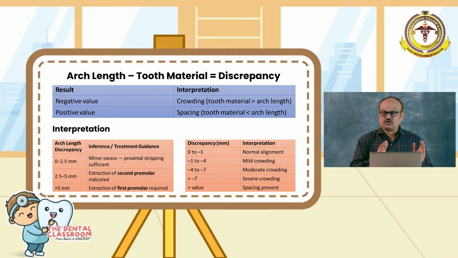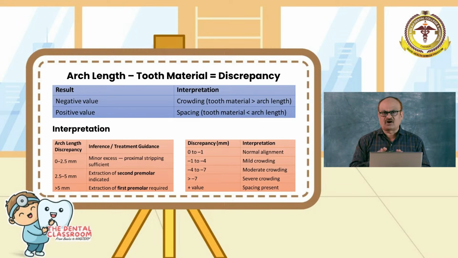Now if it is 0 to 2.5, a proximal method of gaining space has to be utilized, and if it is 2.5 to 5 millimeters, you can consider extraction of second premolar. Why second premolar? Second premolar gives less proclination of your anterior teeth and more mesialization of your molars. This is another concept which is called anchorage.